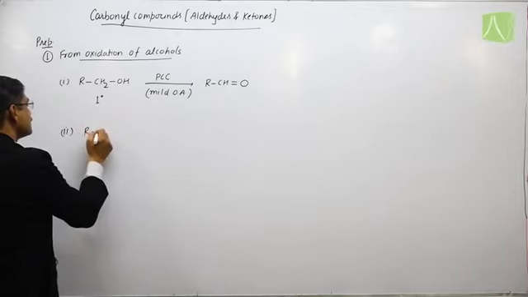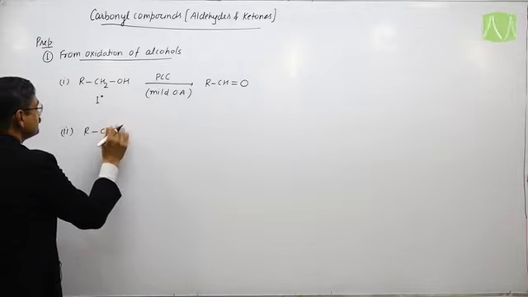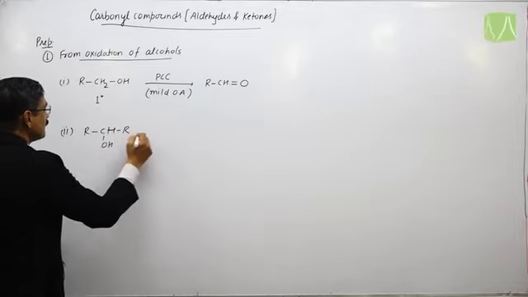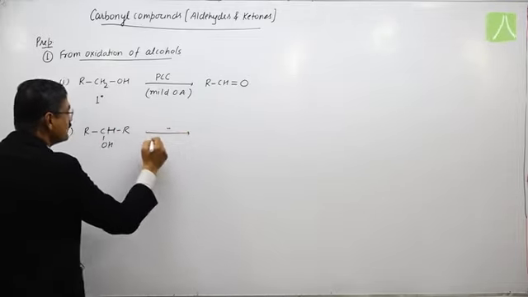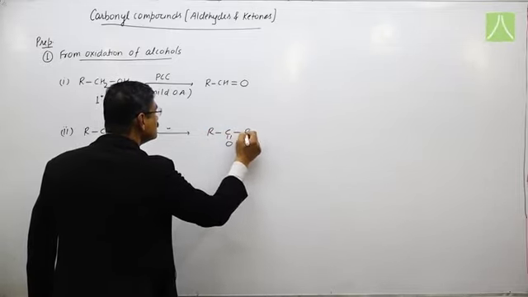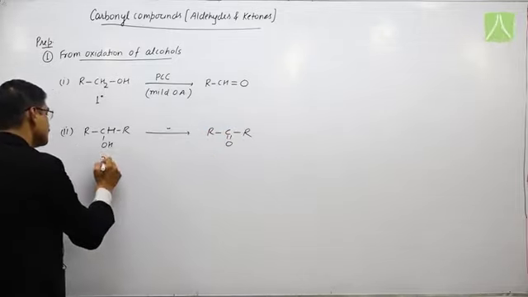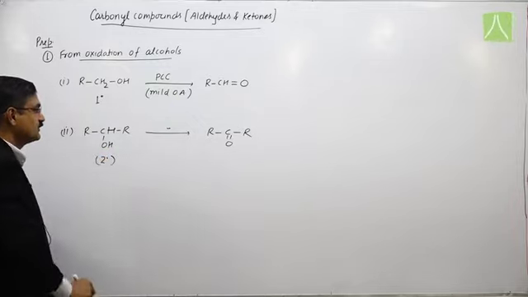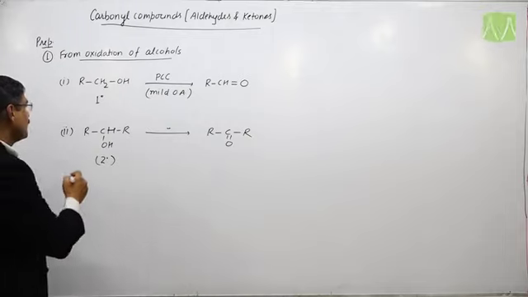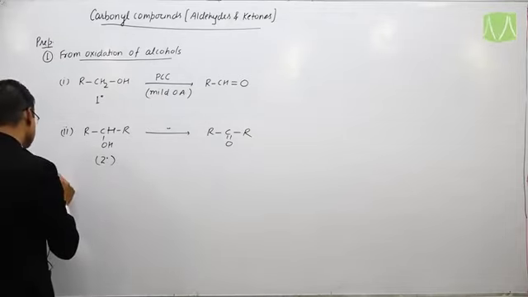2 degree alcohols give ketone. So it is a 2 degree alcohol, the product is ketone. So this is the first preparation, from alcohols. Now come to the second preparation.